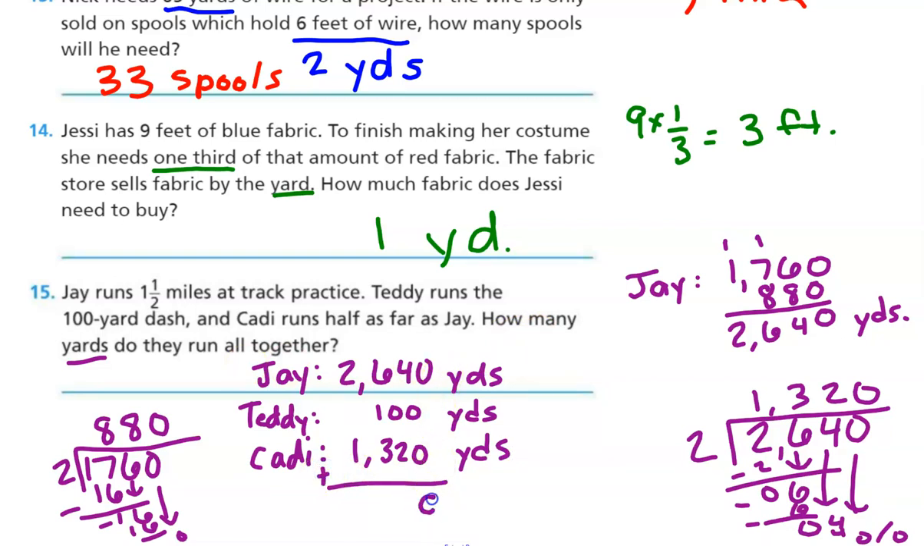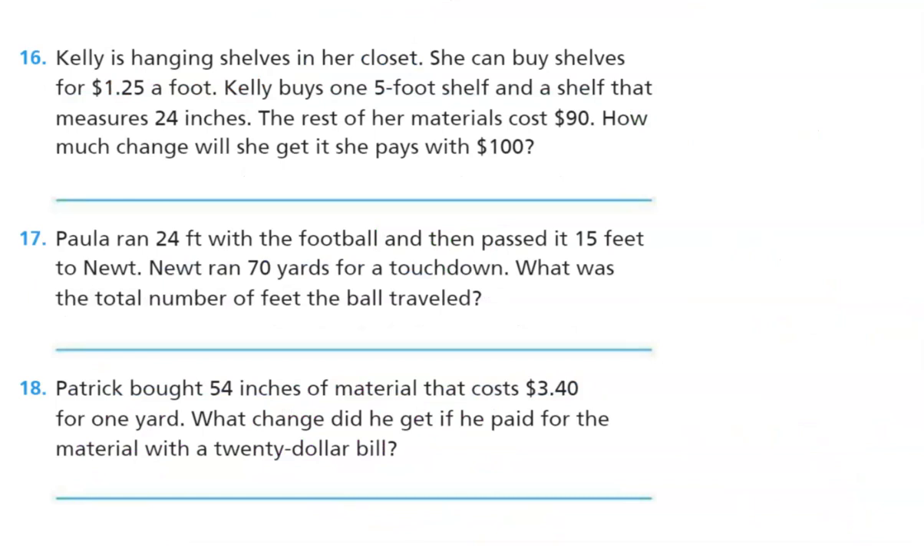So then it says how many yards do they run all together, which just means I need to add those together. How convenient that Mrs. Glassy stacked them so well. And that should be all together 4,060 yards. That would be your final answer there. But that one's not necessarily hard, just lots to the problem.